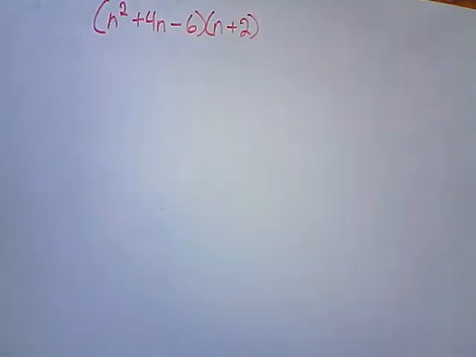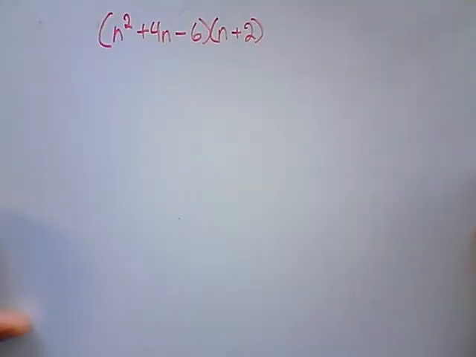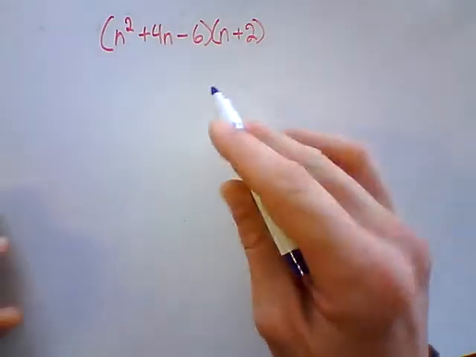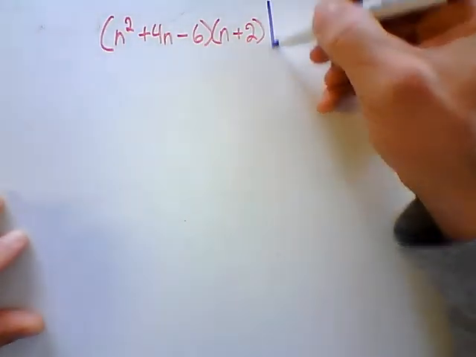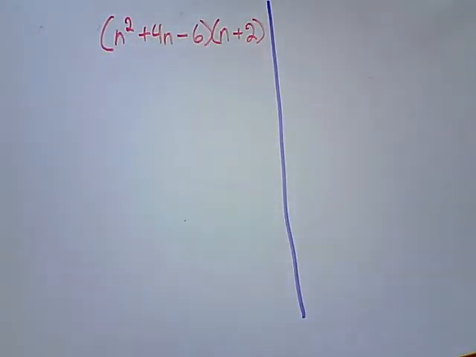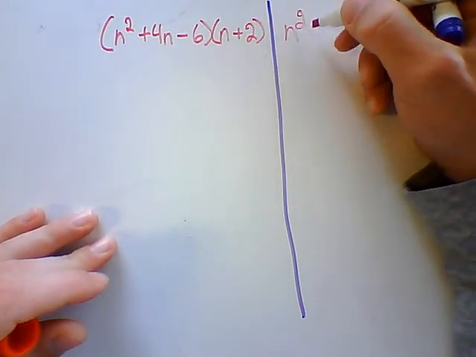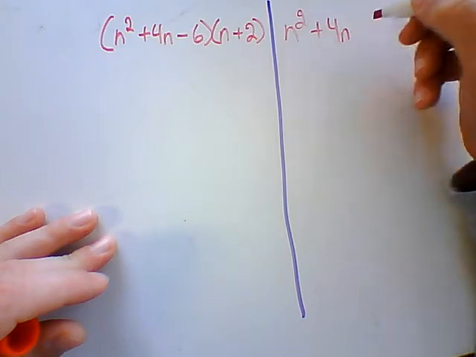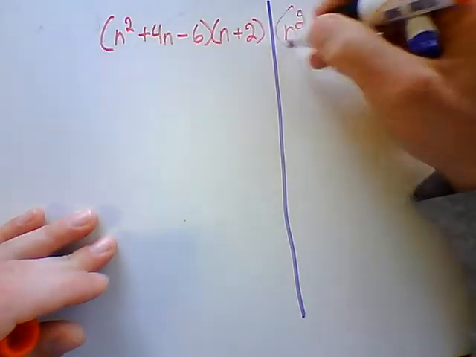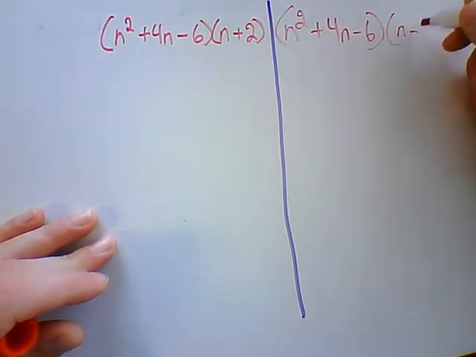Alright, now, next problem, alright, is a little bit more difficult. I say that. I don't know. We're going to do it two ways also, both ways. N squared plus 4n minus 6 times n plus 2.